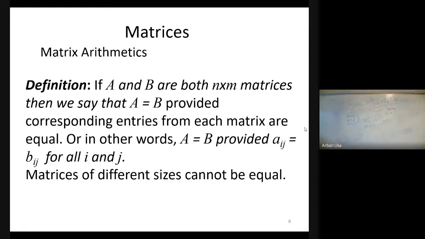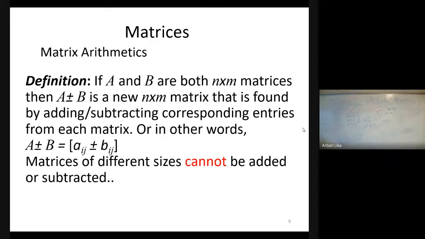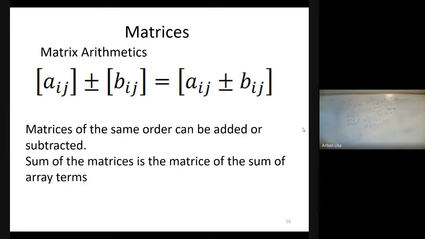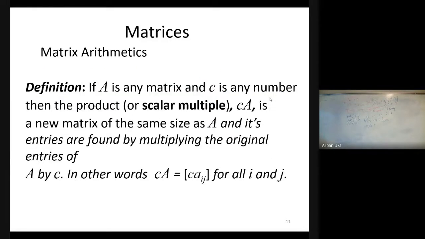Now, we can simply define the arithmetic of matrices, and the simplest ones are addition and subtraction. And we can see that for addition and subtraction, A plus B is equal to Aij plus Bij. Then matrices of different sizes cannot be added or subtracted. Here, we can see again that Aij plus Bij is the addition of each element. This is how we add or subtract matrices.